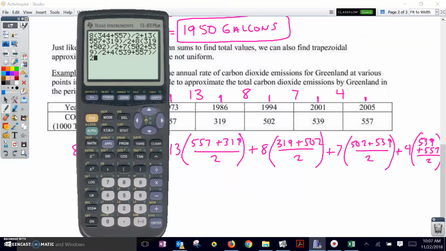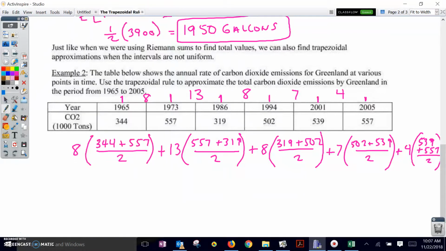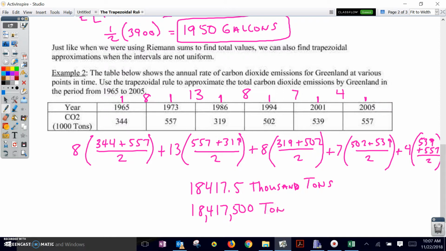Now before I hit enter, I'm going to make sure I typed all of this in correctly. Looks good. So we've got 18,417.5 thousand tons of carbon dioxide emitted by Greenland in that 40-year period, or 18,417,500 tons of CO2 emitted by Greenland in that 40-year period.